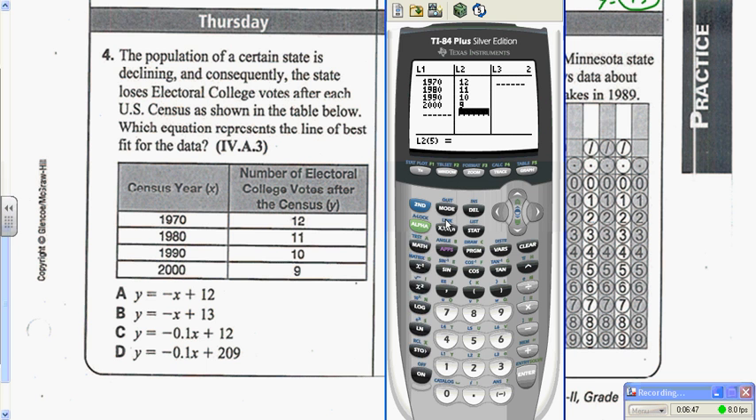Now to get the line of best fit, I'm going to go Stat, Calculate, so I arrow over to the Calc, and I go down to what's called LinReg, linear regression, which is another word for line of best fit. I go Enter, Enter. And this tells us that if you have y equals ax plus b, a, which is the number in front of x, is the slope, you have negative 0.1. That would give you C or D. B is the y-intercept, in this case 209. So our answer for this one would be D.